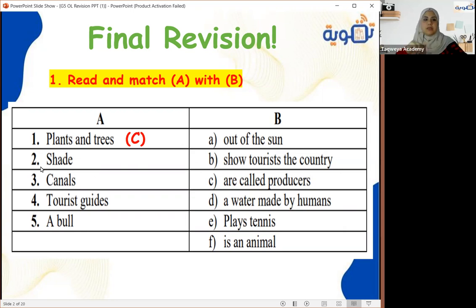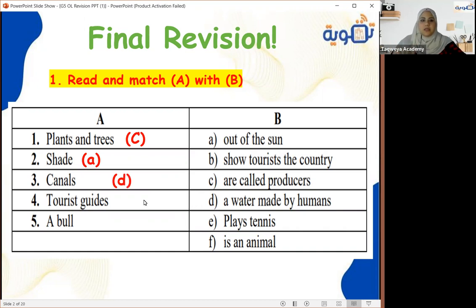Number 2, shade. Let's have a look. Shade, out of the sun. That's number A. And that's an expression, shade out of the sun. Number 3, canals. What is the meaning of canals here? Let's see. We already chose A and C, so it's not number B, but it is number D. Canals, a water made by humans.